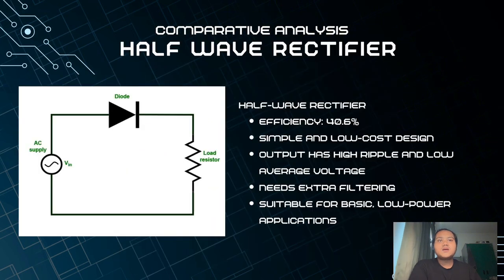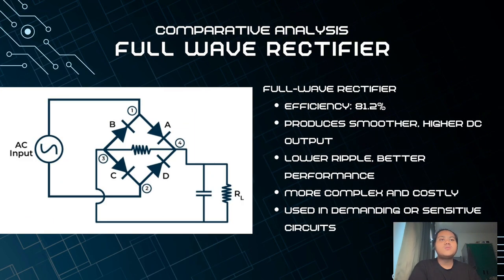Comparative analysis. For half wave rectifier, efficiency is 40.6%, simple and low cost design. Output has high ripple and low average voltage. Needs extra filtering, suitable for basic low power applications. For full wave rectifier, efficiency is 81.2%, produces smoother, higher DC output, lower ripple, better performance, more complex and costly, used in demanding or sensitive circuits.